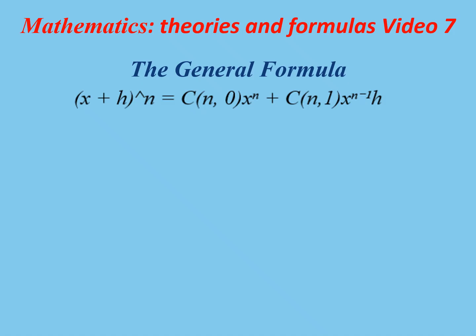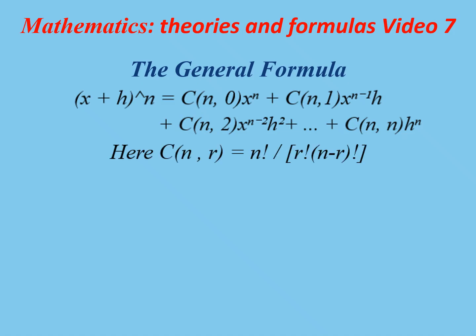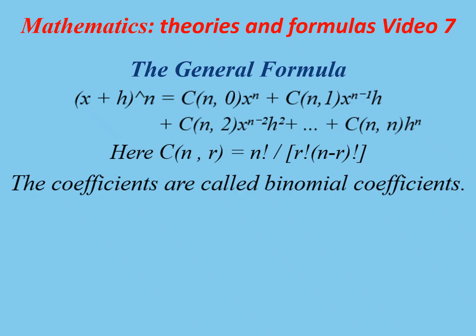The general formula: (x plus h) to the power of n is equal to nC0 x to the power n, plus nC1 x to the power n minus 1 h, plus nC2 x to the power n minus 2 h to the power 2, and so on, and the last is nCn h to the power n. Here nCr is equal to factorial n upon factorial r times factorial n minus r. The coefficients are called binomial coefficients.